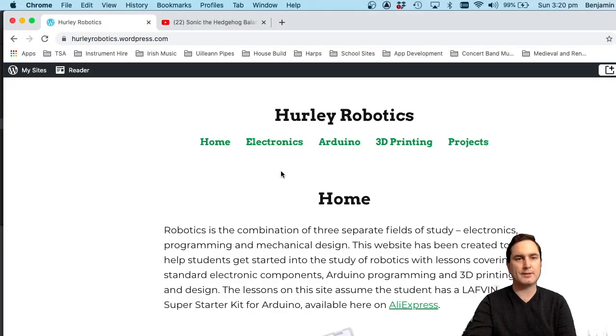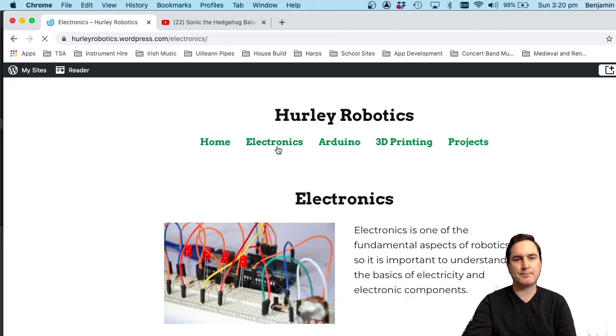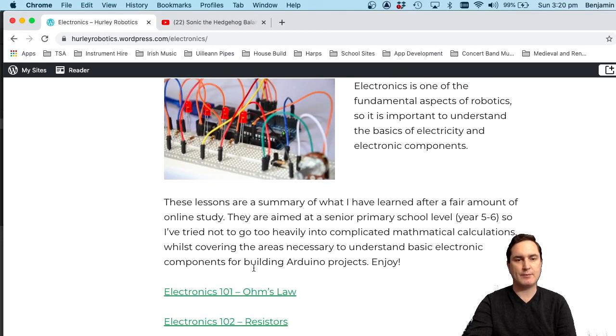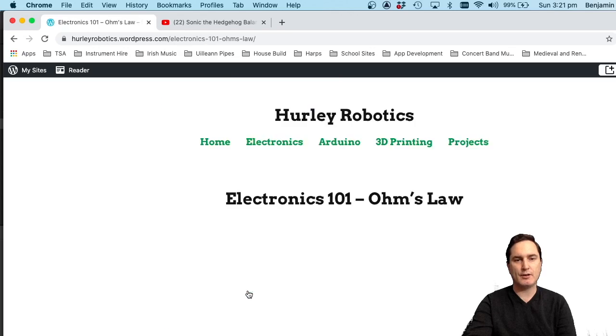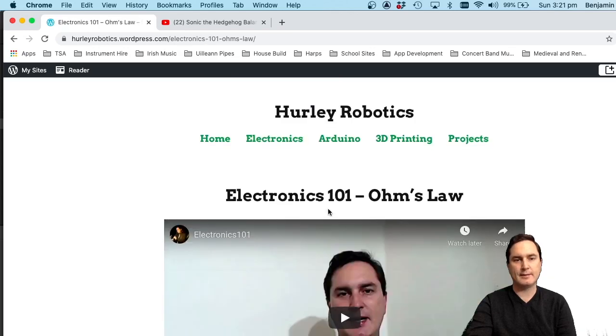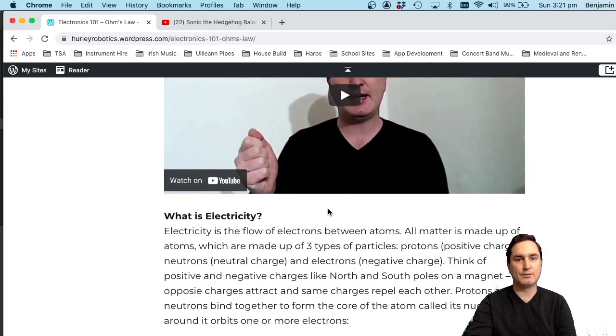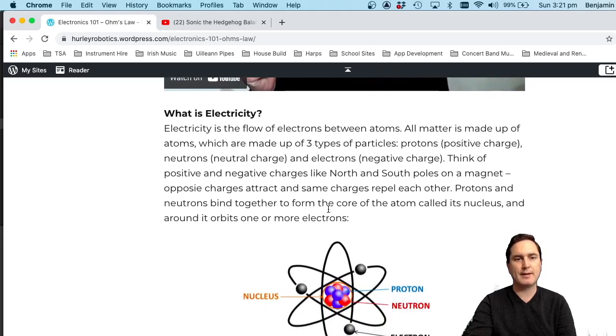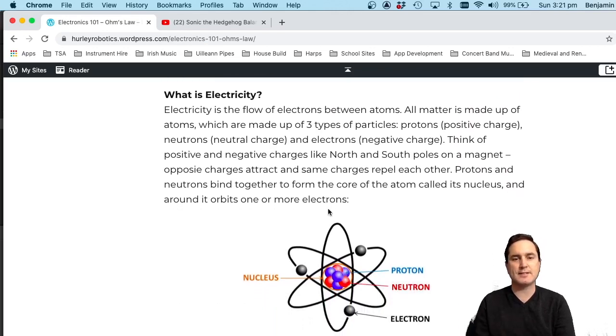We're on hurleyrobotics.wordpress.com. I'm going to head over to the electronics page there, and we'll look at the first lesson, Ohm's Law. Okay, now there's the old video, which I'll update with this one. Now seeing as it's the first lesson, I'm starting from square one.